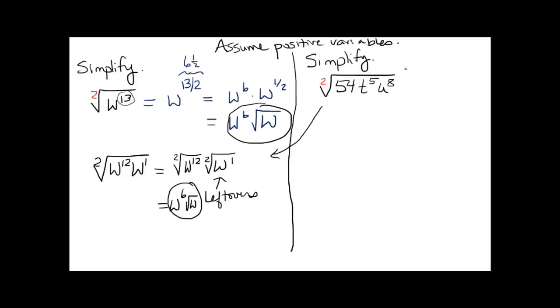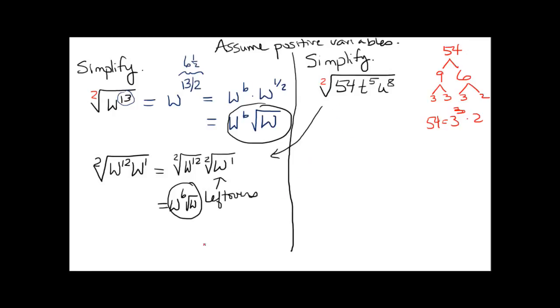But before I can do that, I'm going to analyze 54. 54's factorization could be thought of as 9 times 6. Neither of those is prime. So I would keep going until I get primes. 9 is 3 times 3, 6 is 3 times 2. So we can think of 54 as 3 cubed times 2.